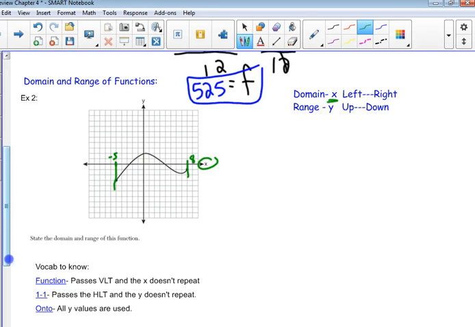Good. Now, when we go through to write this, you've got to be really careful. Does anybody know how we can actually write what the domain is? How we want to organize it?